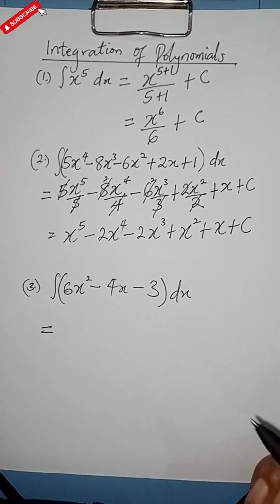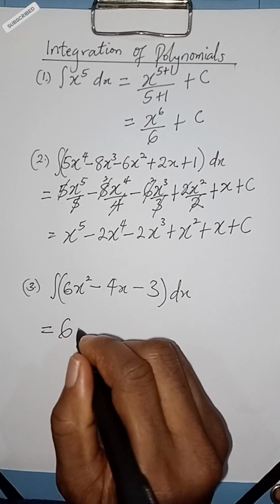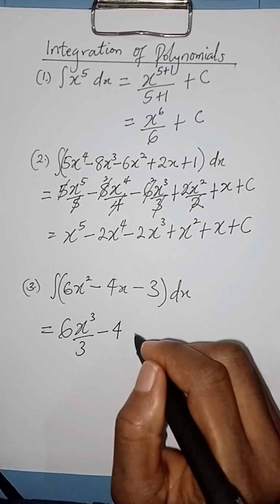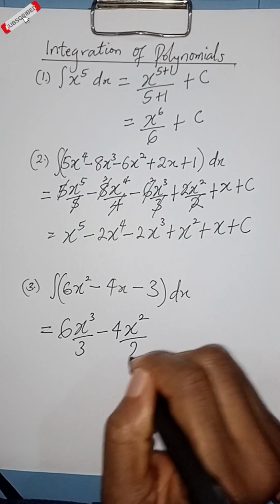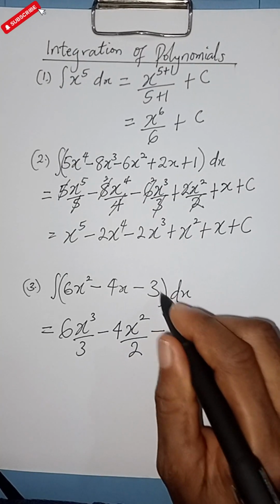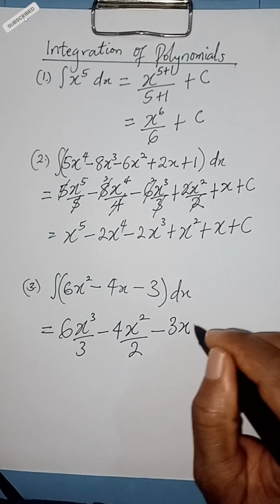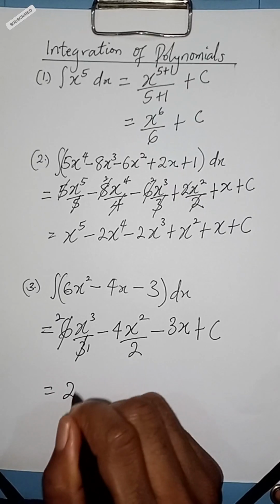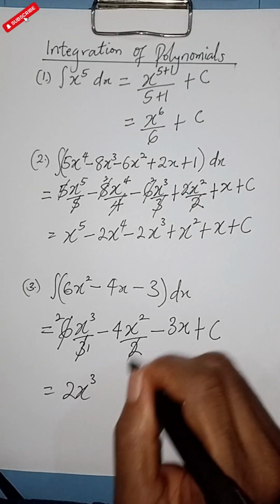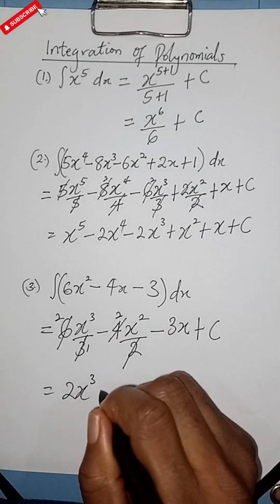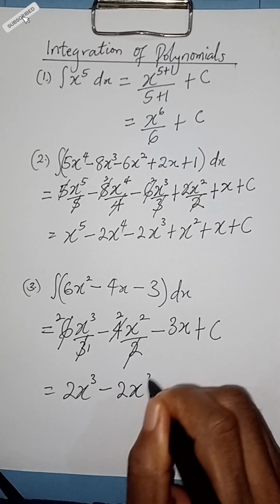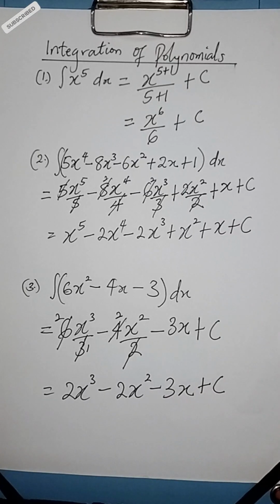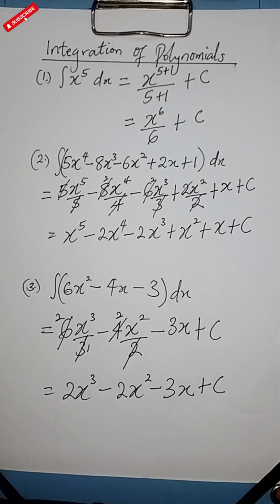In the case of this, increase the power here, x raised to power 3 divided by the 3 minus 4x, increase the power, x raised to power 2 divide 2 minus this a constant, so you introduce the x plus c. This can divide and you're left with 2 here, so this becomes 2x raised to power 3. This can divide and you're left with 2 here, and this becomes minus 2x raised to power 2 minus 3x plus your arbitrary constant c. That's the solution to the question.